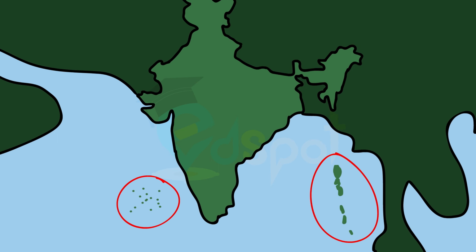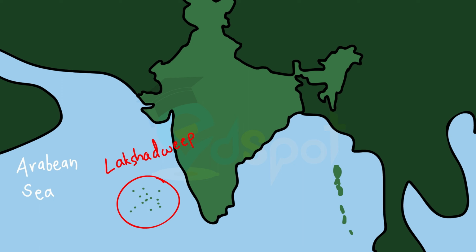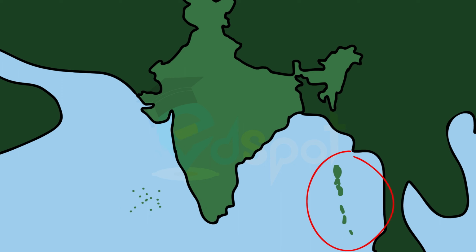Two groups of islands also form part of India. Lakshadweep Islands are located in the Arabian Sea. These are coral islands located off the coast of Kerala. The Andaman and the Nicobar Islands lie to the southeast of the Indian mainland in the Bay of Bengal.